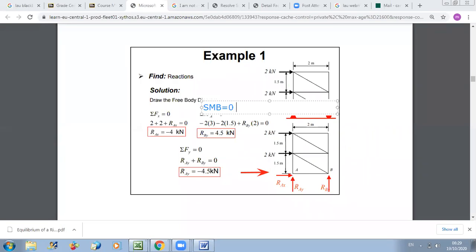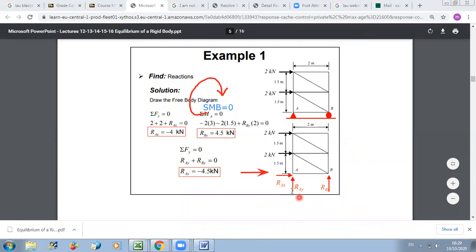What I will get is, if I choose the clockwise as positive, and always please specify your positive direction. In 2D, always put with your equations the positive sense you are considering. If you now consider positive along the clockwise direction, the equation will be the following for sum of moments about B. You have a positive moment for RAY because it's trying to rotate clockwise about B. So RAY is trying to rotate clockwise about B.